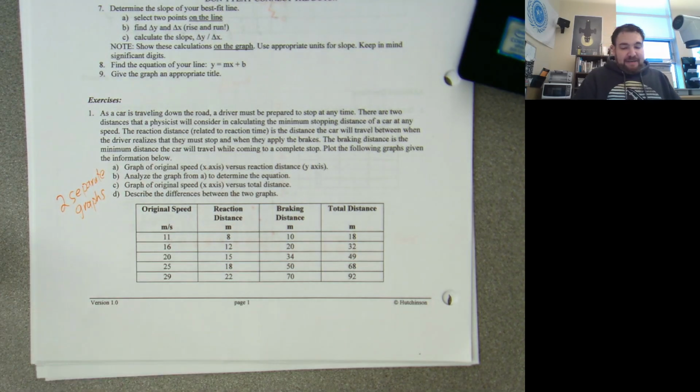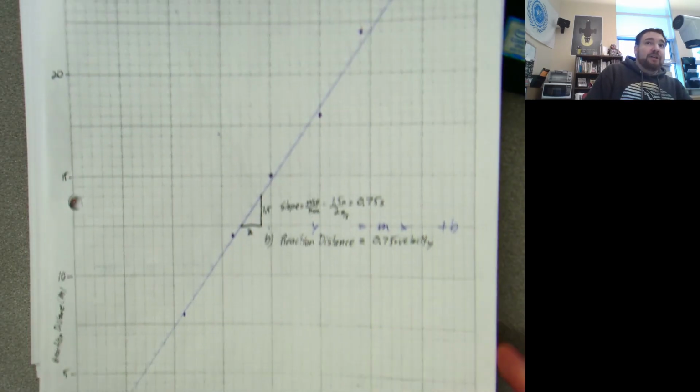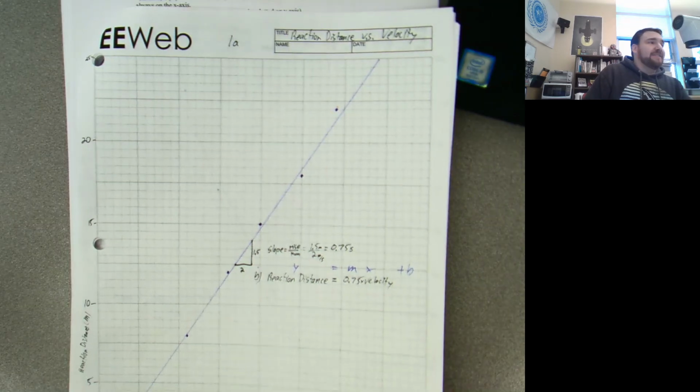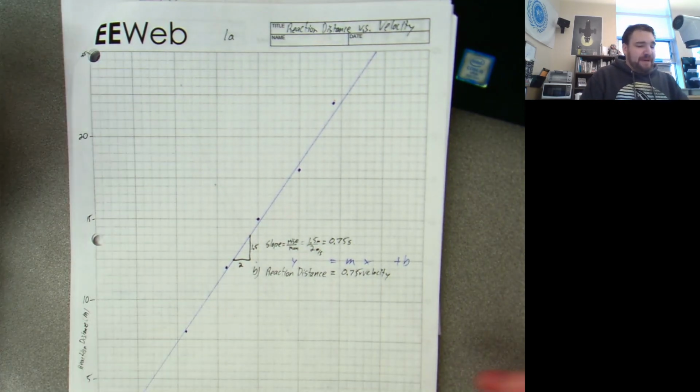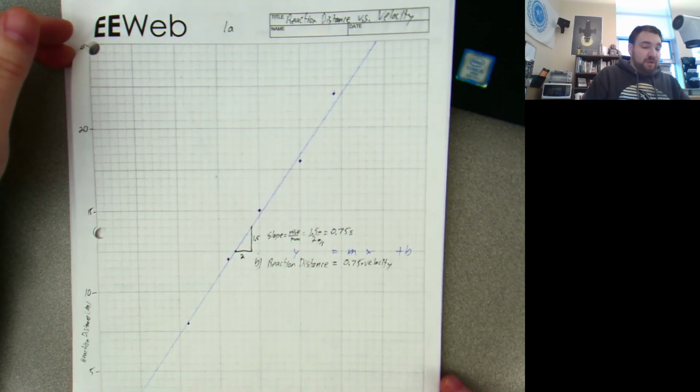Every graph needs the same set of stuff, so I'll show you my 1A. Here's what I did for 1A. You can take a look at what you got. I had a discussion with a few of you about the lines of best fit. We can talk about those today as well if you want.